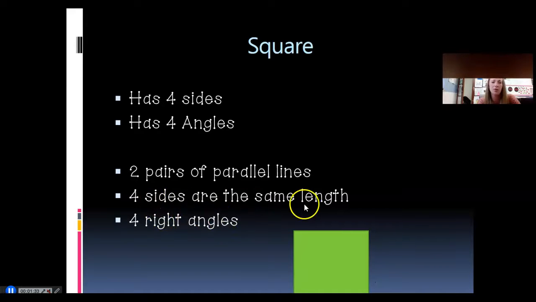Four sides are the same length. These are all the same size. It also has four right angles. Notice there's an L here, an L here, an L here, and an L here. That is four right angles.